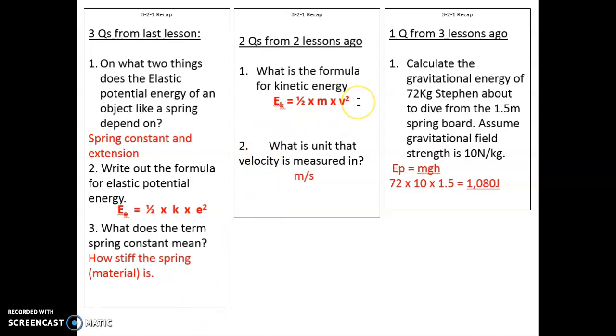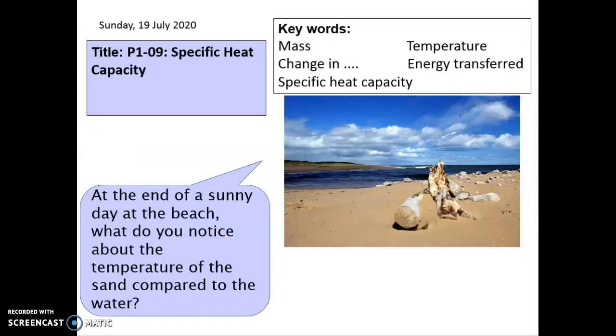Here's a formula for kinetic energy. You do need to recall that one. And what unit is velocity measured in? Meters per second. And then here's a little calculation of gravitational potential energy. Stephen is diving from the 1.5 meter board. And therefore, if you use gravitational field strength to be 10 units per kilogram, he'll have a gravitational energy of 1080 joules.